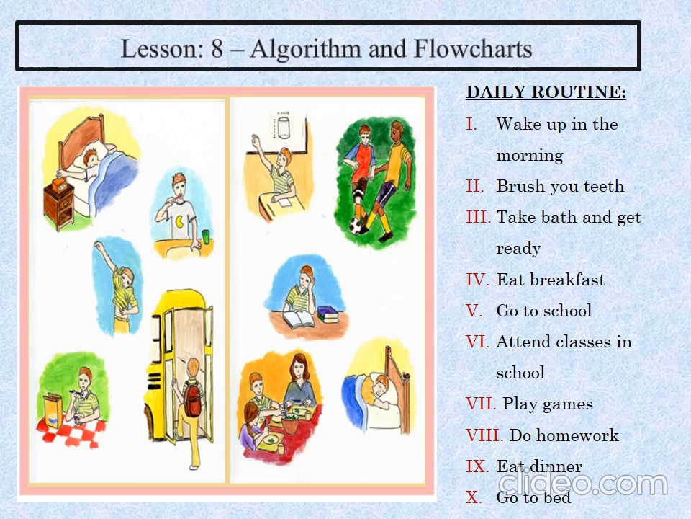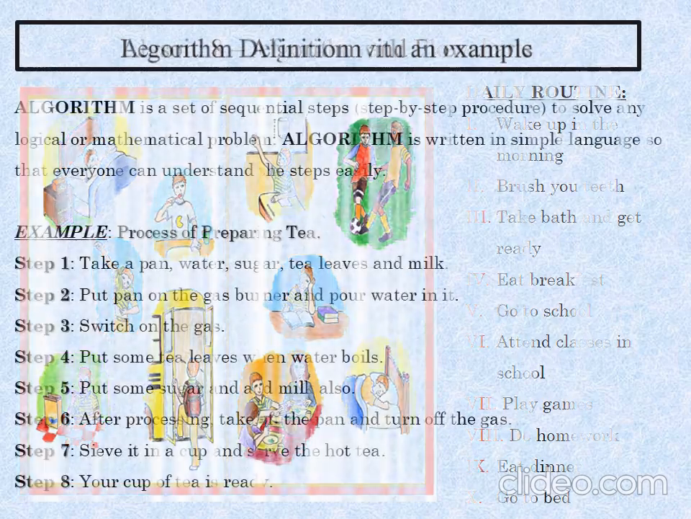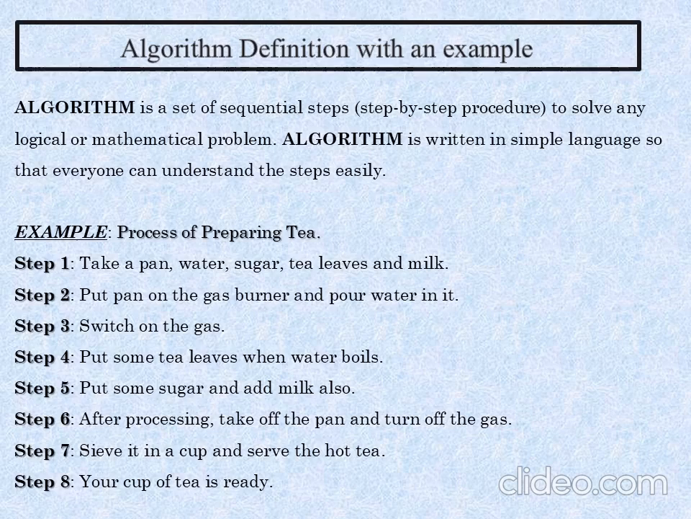Likewise, algorithm is also the same. Let us look into it more in detail. What is an algorithm? It's a set of sequential steps, that is a step-by-step procedure to solve any logical or mathematical problem. An algorithm is written in simple language so that everyone can understand the steps. As I said, the steps of waking up early are the daily routine.